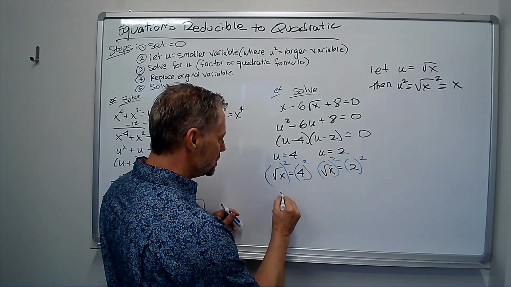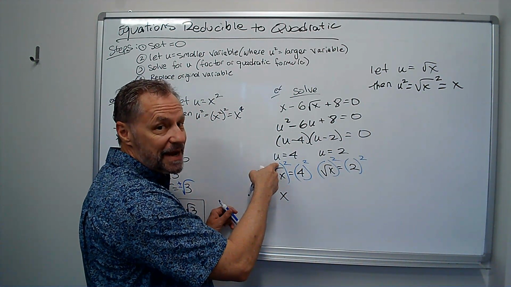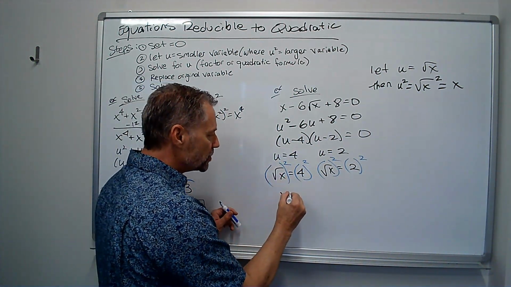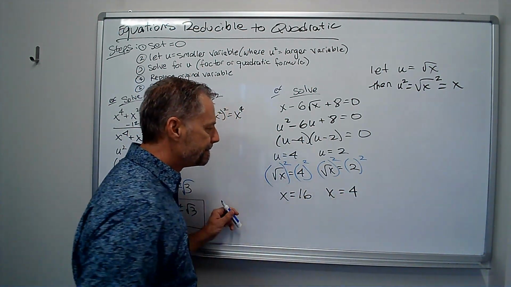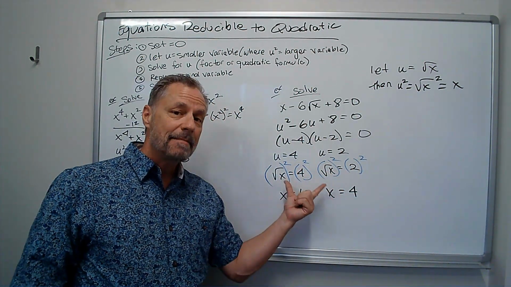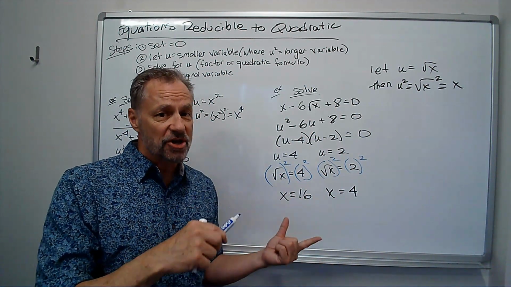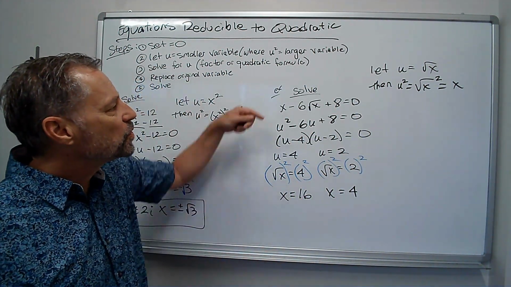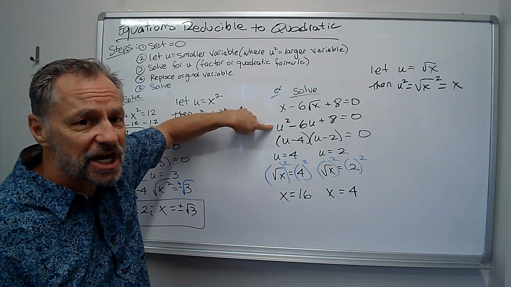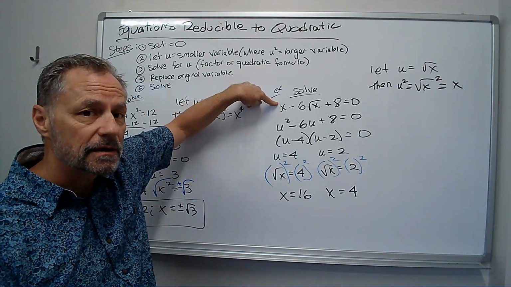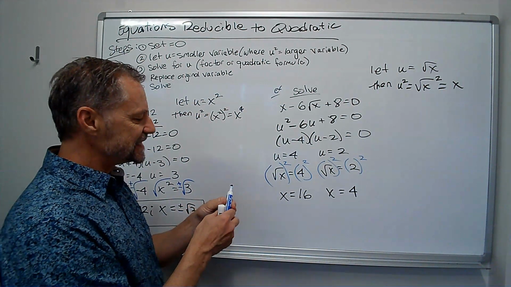But I have to check my answers. So this square cancels the square root. I get x equals 16, and I get x equals 4. Anytime I square both sides, I have to check my answers to make sure they're not extraneous. So put them back into the original problem. Don't plug them in here. Of course they're going to check there. Check here.